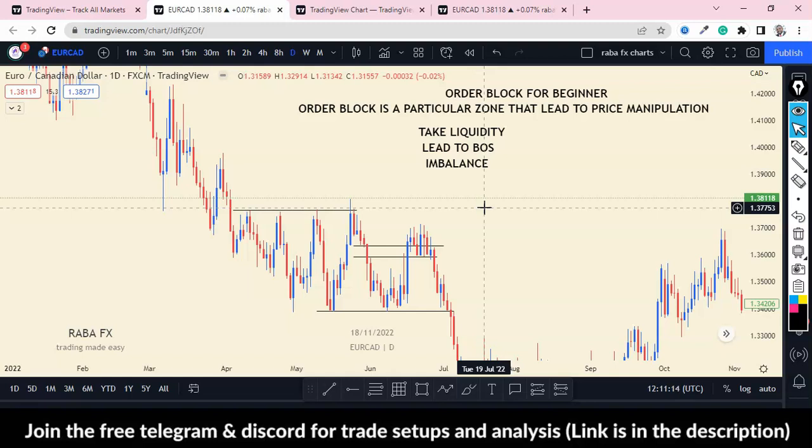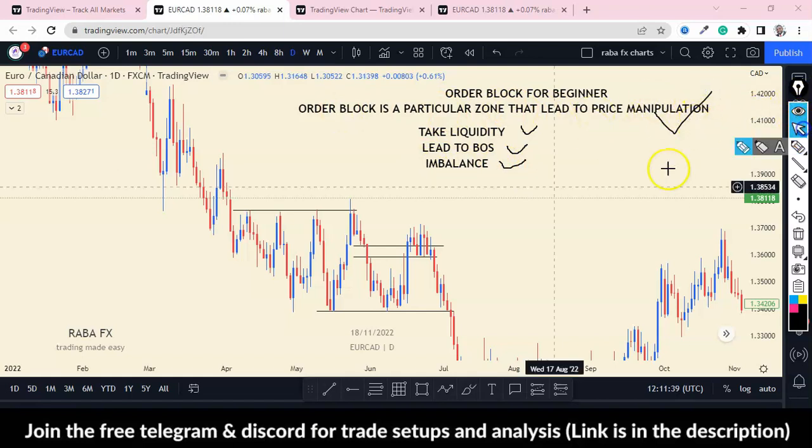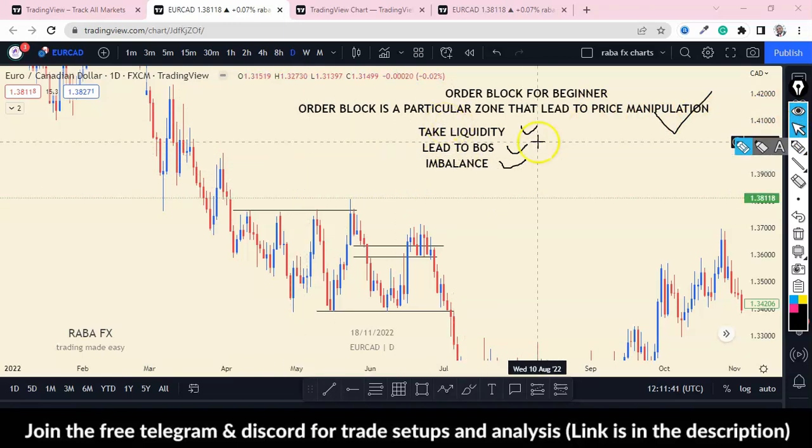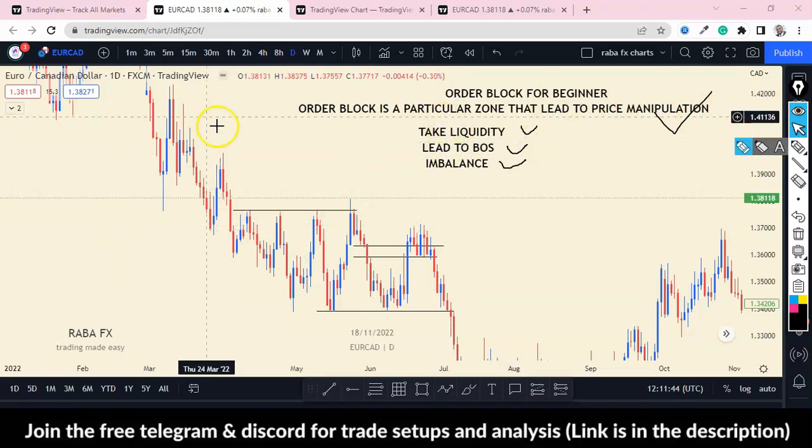That is why you give yourself rules as a trader, especially the beginner trader. You don't need to be trading based on impulse. You give yourself rules, have a trading plan. So you must make sure that the order block has these three check marks. 1, 2, 3. Take liquidity, lead to break of structure, create what? Imbalance. And you should understand that the reason for order block is to create price manipulation. Now, I'm going to look at this chart here and then analyze this.